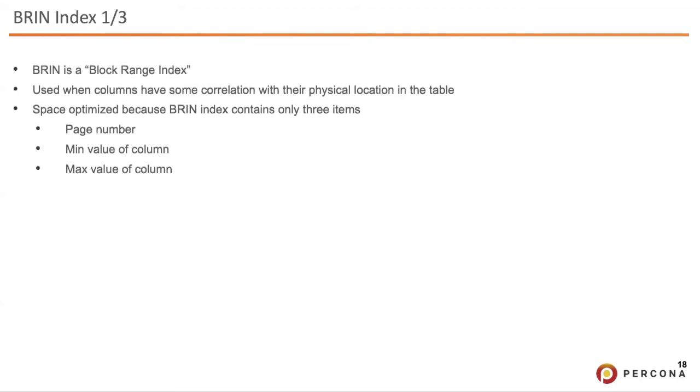So in that case, you need to store the three values only in the table. In the B-tree, what we have stored is the index column and the position of that column. In the hash index, we have stored the hash value of the column. But in the BRIN, we will store the page number, minimum value, and the maximum value. So what's the benefit of that? The benefit is performance and the storage. Here, I will give you the example of that.